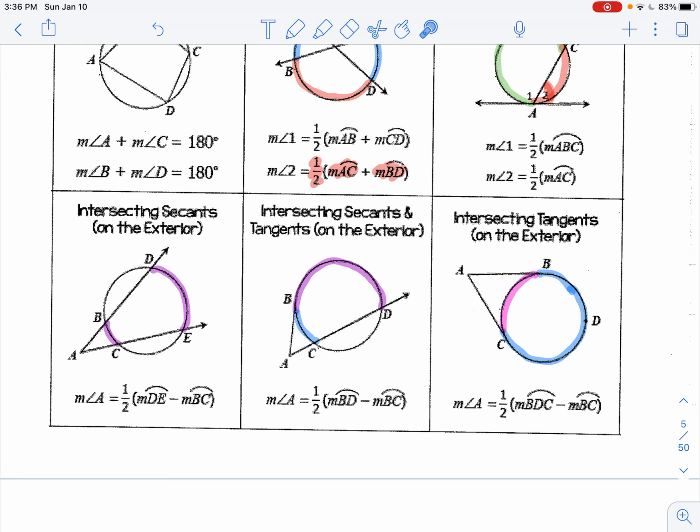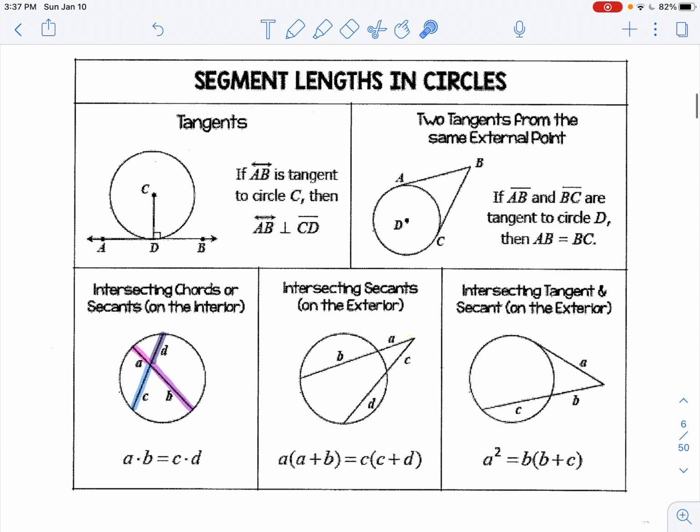Intersecting tangents. So again, tangents only intersect once. AB is a tangent to this circle. AC is also a tangent to this circle. Angle A is equal to half the difference of the arcs. Take the big arc, BDC, subtract the smaller arc, multiply by a half, and you'll get the exterior angle. Segment lengths in circles. If AB is a tangent, that means it's only intersecting the circle once, and AB is perpendicular to CD.